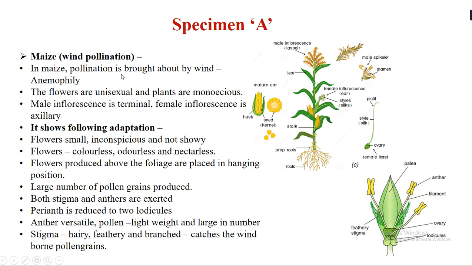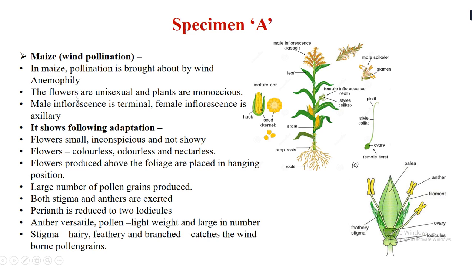Now in maize, the pollination is brought about by wind. And we have studied this in theory that when the pollination is brought about by wind, this type of pollination is known as anemophily. So it is anemophilous pollination that is taking place in maize.